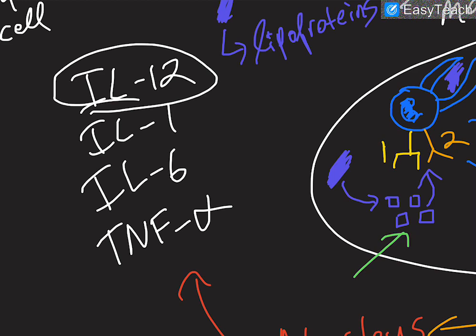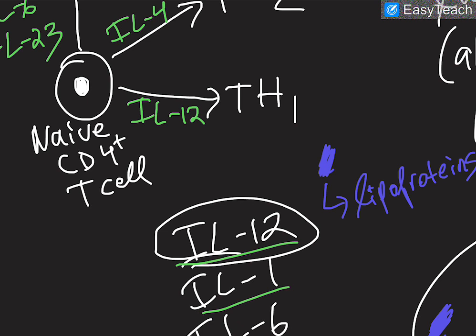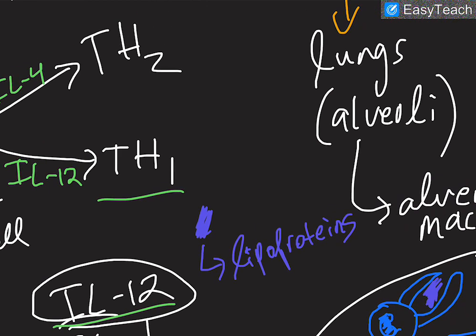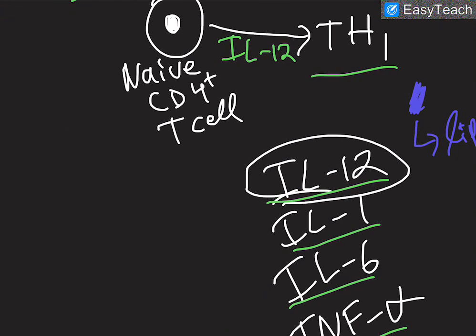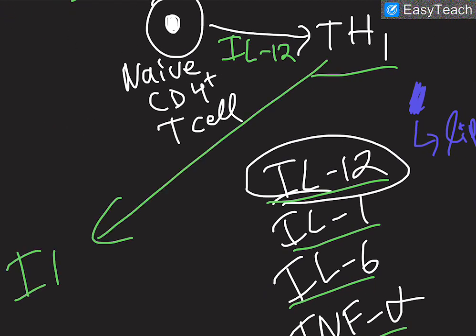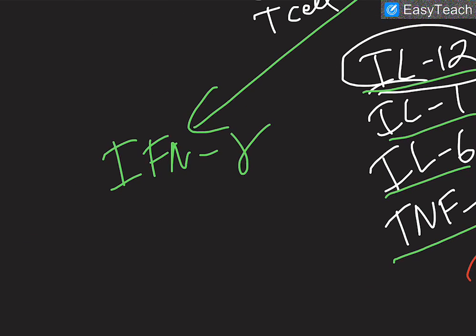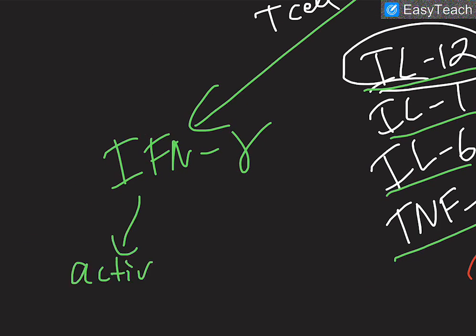This leads to the production of certain cytokines. What are those cytokines? Tumor necrosis factor alpha, TNF alpha, IL-6, IL-1, IL-12. And IL-12, as we said, can turn a naive CD4 T cell into a Th1 subtype. Remember, the Th1 subtype releases things like interferon gamma and interleukin 2. So interferon gamma will do what? It's going to activate macrophages.